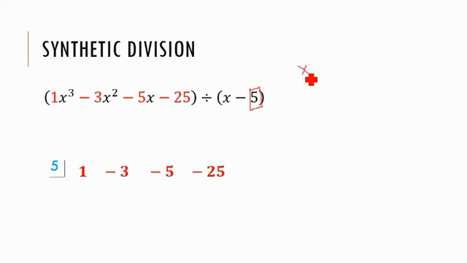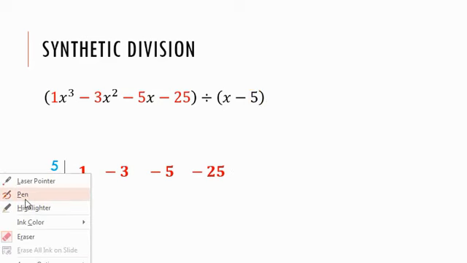If it was x plus 5, it would really be written as x minus negative 5, therefore you would use negative 5. But we're not doing that. We are doing x minus 5. Let me erase all that. And that 5 comes from right there.